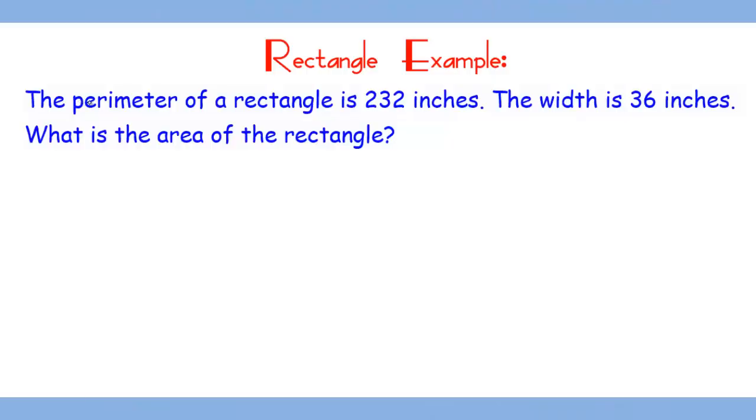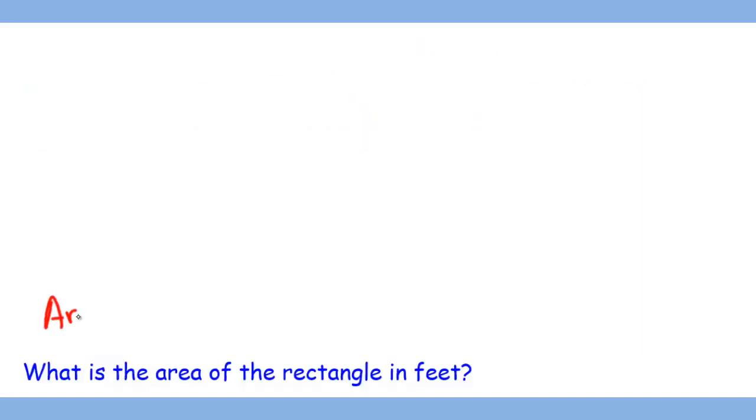So this question says that the perimeter of a rectangle is 232 inches, the width is 36, and you need to find the area of the rectangle. So let's write down what we need to look for in this question, which is the area.